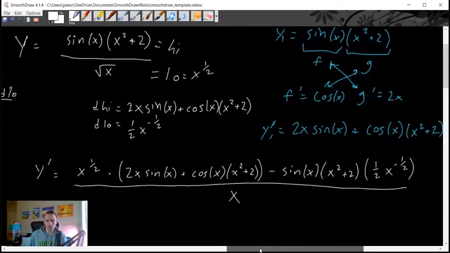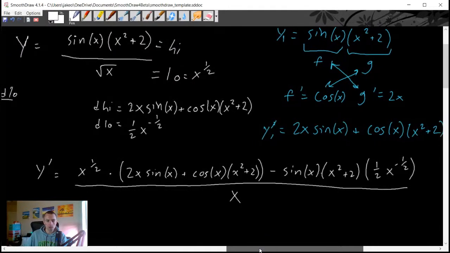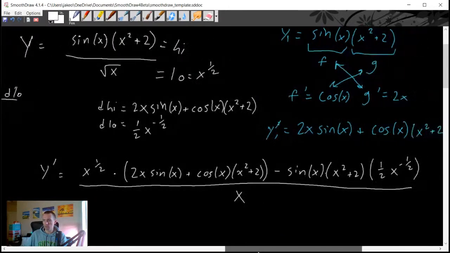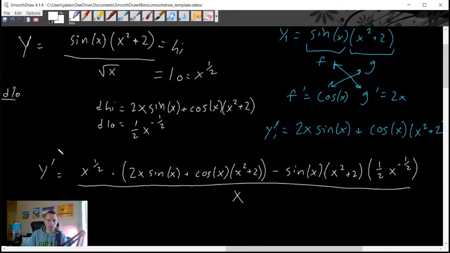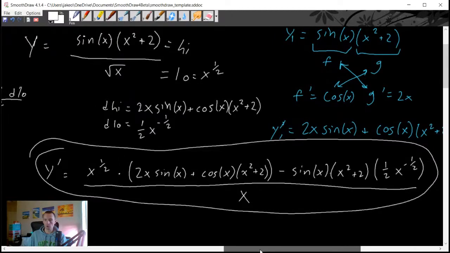So from here, there definitely is going to be some simplifying that you could do. I'm going to go ahead and leave that to you. So I'm going to go ahead and leave our final answer right here. If you want to do some simplification, go right ahead. There should definitely be some simplifying you can do with this numerator and this denominator, but I'll go ahead and leave that to you.